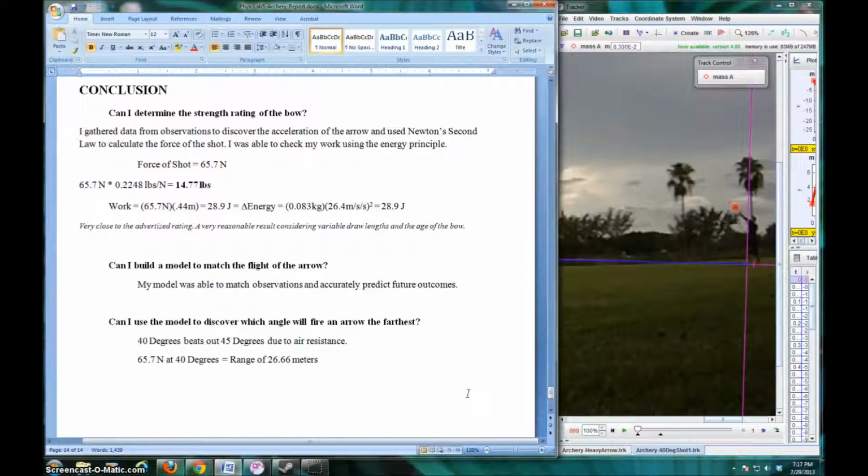Could I build a model? Well, my model was able to match observations and accurately predict some future outcomes. And I used that model to find that a 40-degree angle would fire an arrow the farthest, and at 65.7 newtons, at a 40-degree angle, that arrow is going to travel about 26.7 meters before it hits the ground.